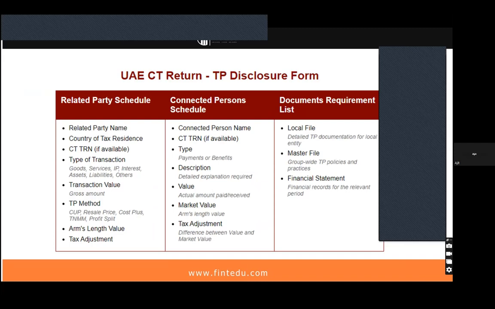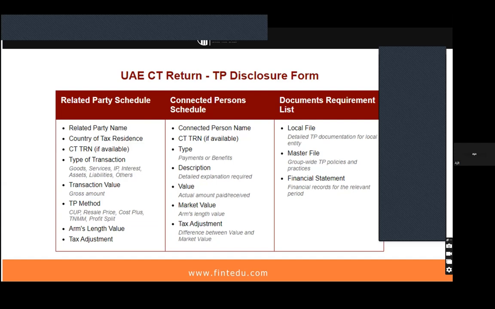Now, one of the unique things which the UAE TP regulation introduced is the tax adjustment in the TP disclosure form itself. If you see any other country's TP disclosure form, generally the adjustment part is not part of the disclosure form. It's done separately in the tax return. So here, if the total transaction value in your books is 100 and your arm's length value is more, then there could be a tax adjustment you need to show in the disclosure form itself, in the related party schedule.